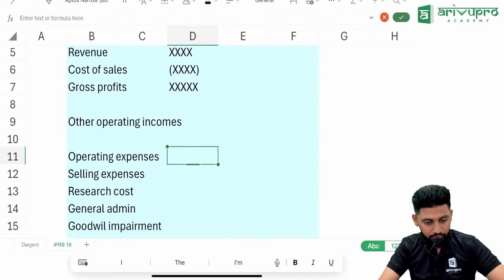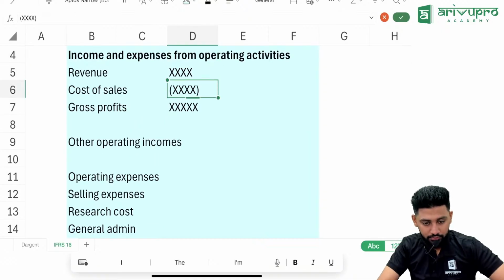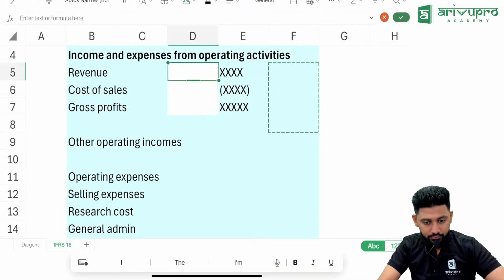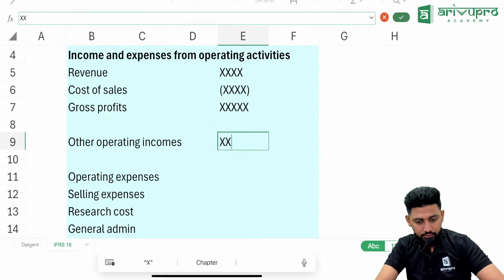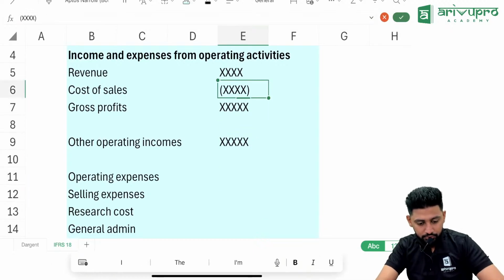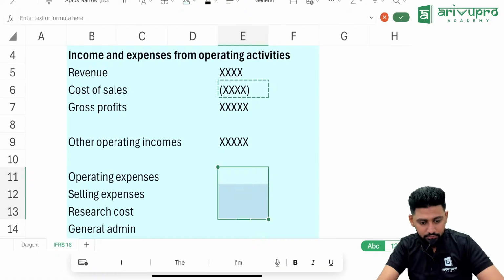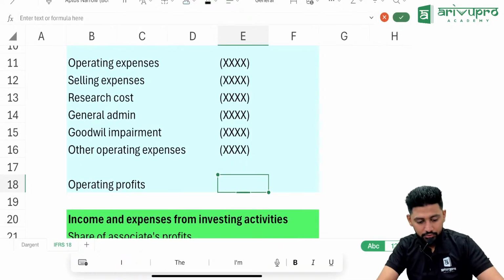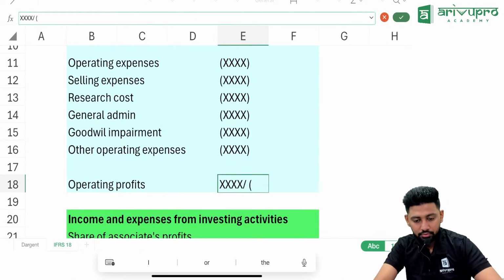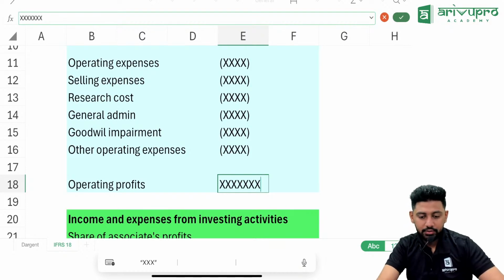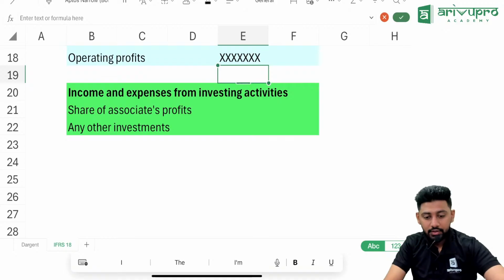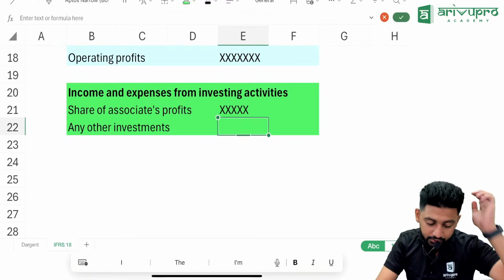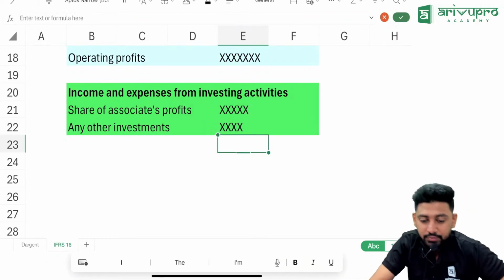So if you want, let me take it. Any expenses, there you go, and operating profits or losses can be taken there. Are we clear? Then I have my share of associates profit. I'm going to take it here. Any other investment income, if I have it, I'm going to take it here. Any expenses I will set off.